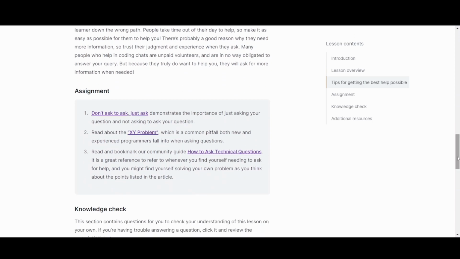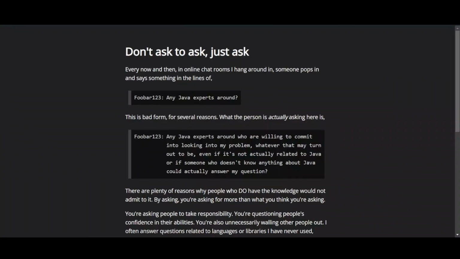So, let's go to the assignments part. 1. Don't ask to ask, just ask. It demonstrates the importance of just asking your question and not asking to ask your question. That seems confusing. Let's see what it is about. Don't ask to ask, just ask.